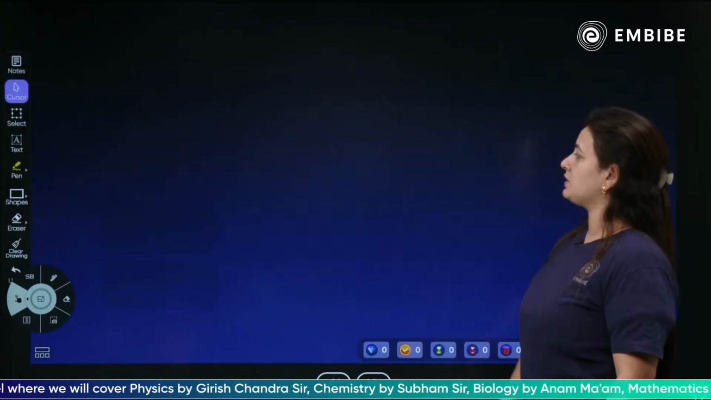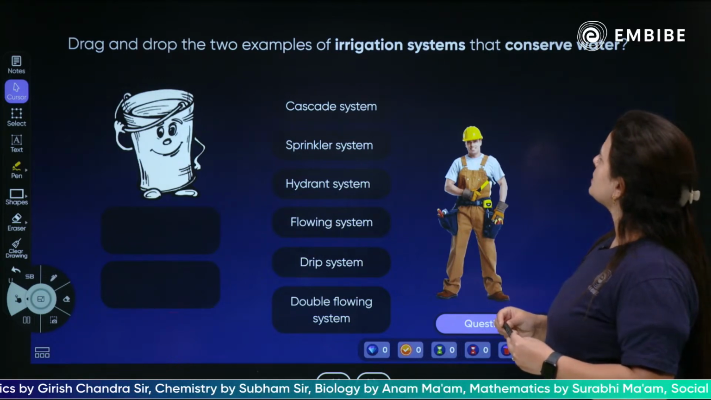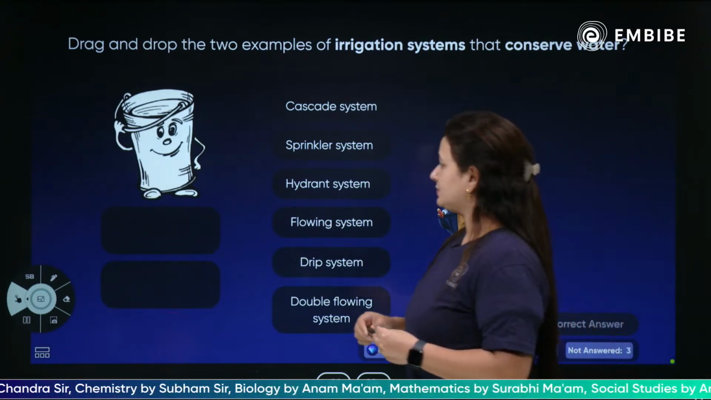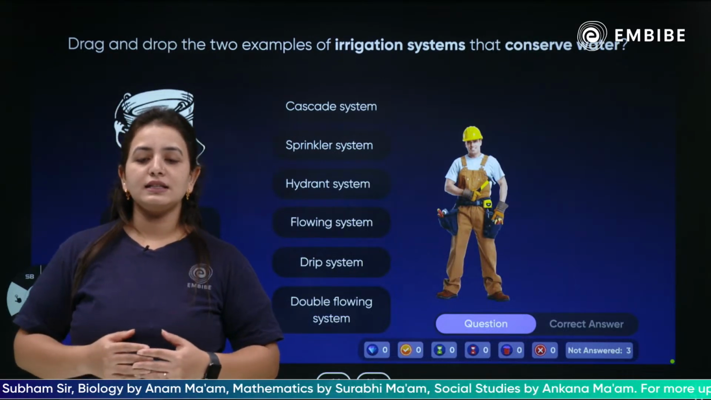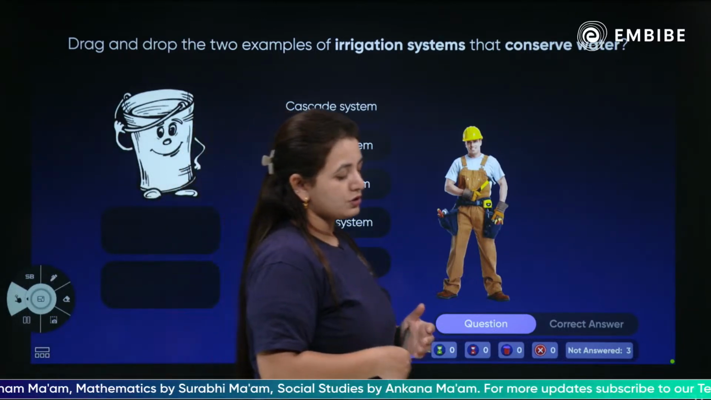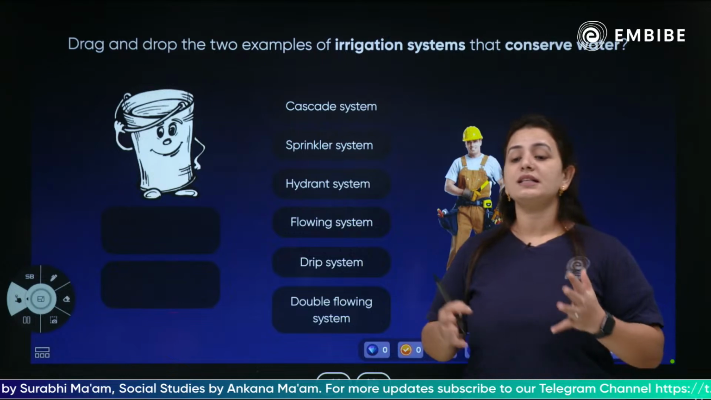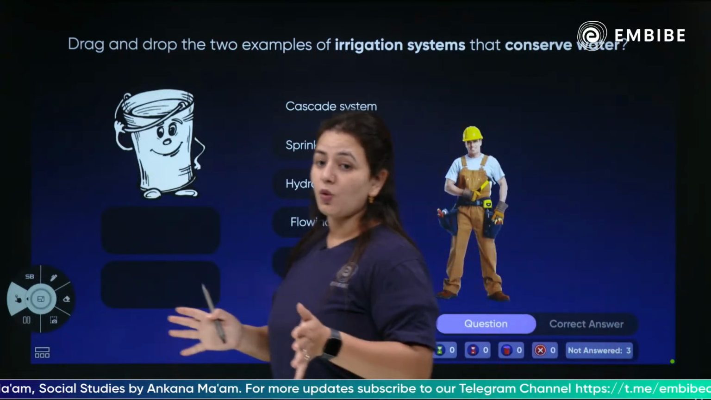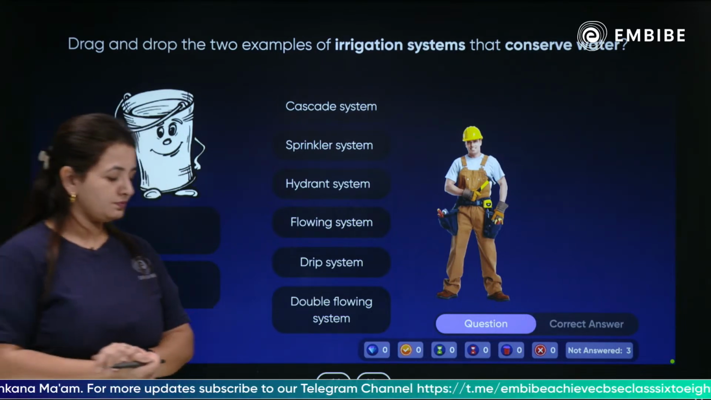As we move forward, children, now drag and drop the two examples of irrigation systems that conserve water. What are the two examples of irrigation systems which we are going to study right now, which also conserve water? We cannot waste water. We already have a limited supply of water.